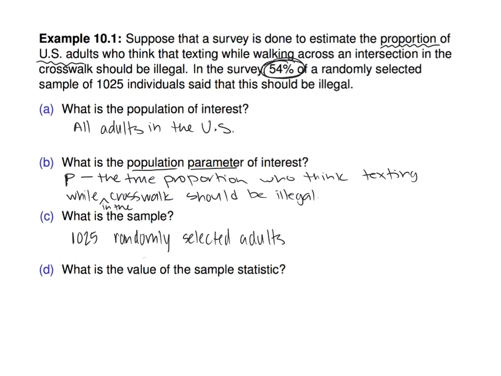And what is the value of the sample statistic? So remember that the sample statistic estimates the population parameter. So what was your estimate of what proportion of people think that this should be illegal? That was 54%. And to make sure that you communicate that that's an estimate, you don't say P, you say P hat equals 0.54.